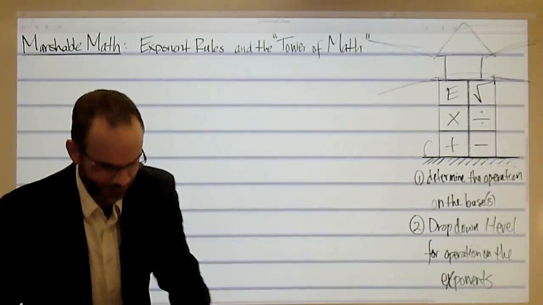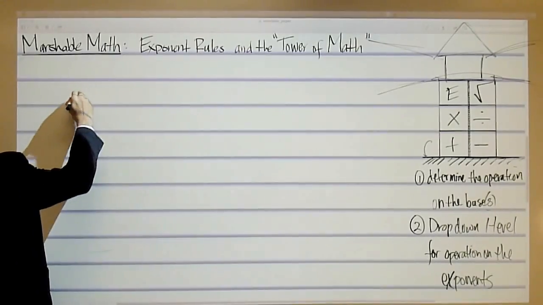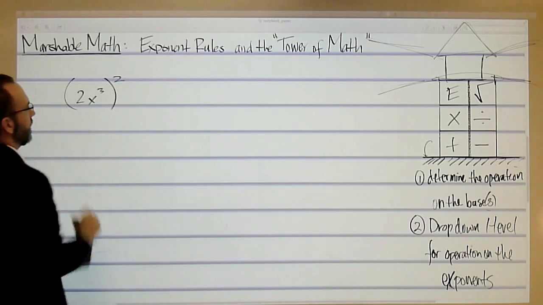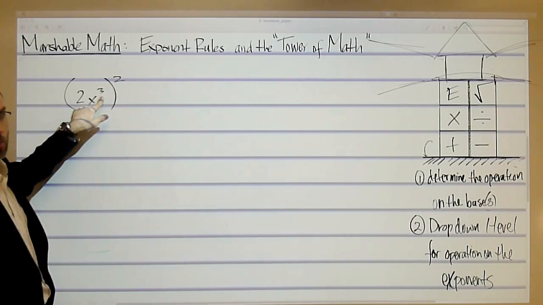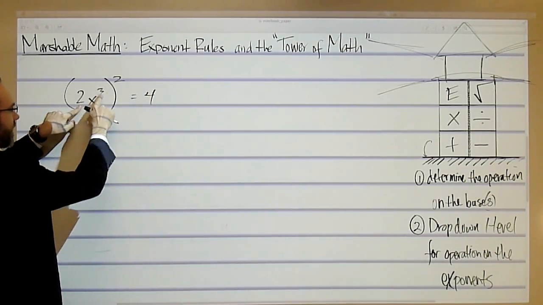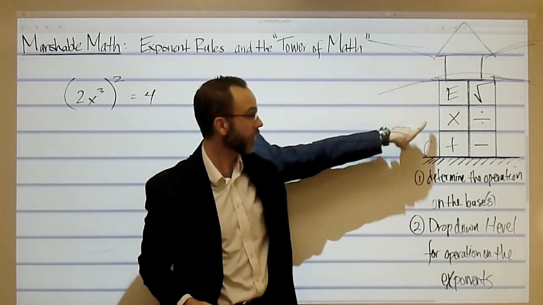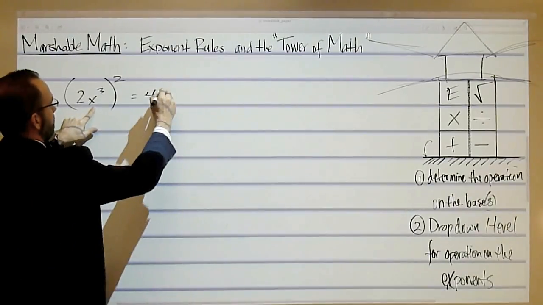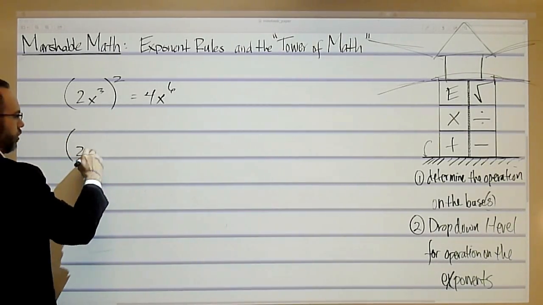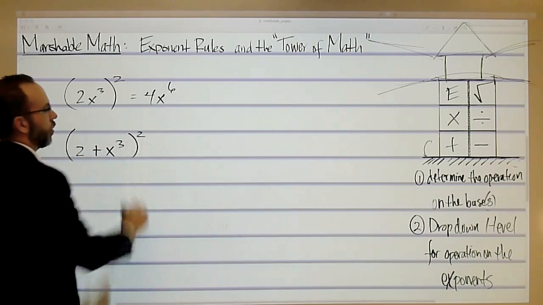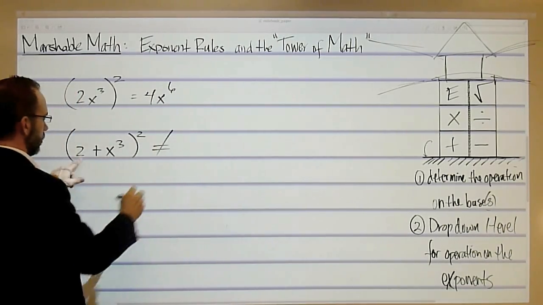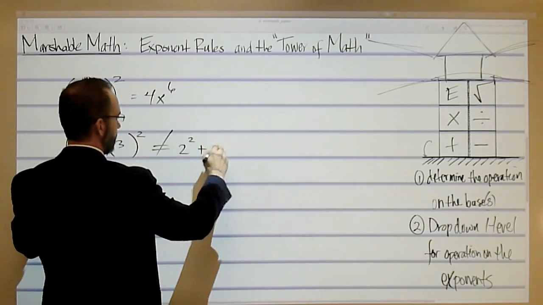Also, don't make this mistake. If I have 2x cubed, and then I square it. Now notice, I've got the 2 and the x cubed there as part of the base. This is simplified as follows. The 2 gets squared, 4, and the x cubed gets squared. And I'm exponentiating here, so I'm going to multiply my exponents. So it's going to be x to the 6th. Alrighty? That's not the same thing as this. 2 plus x cubed, squared. This is not equal to 2 squared plus x to the 6th.